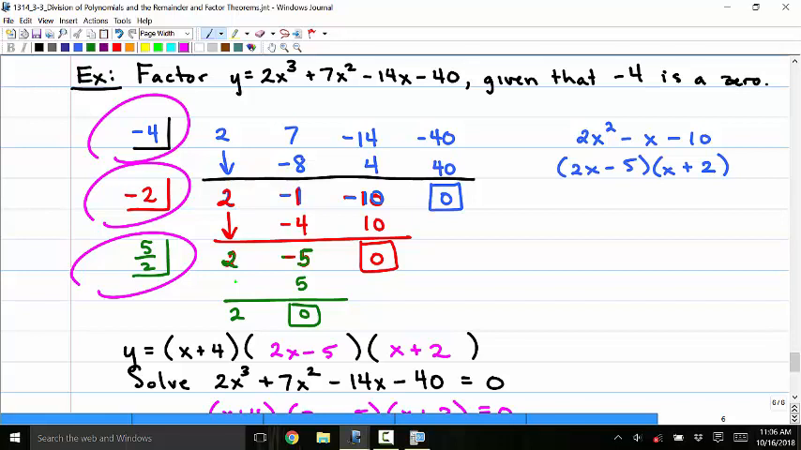Now, a question that was asked yesterday: does it matter which 0 you do first in your half box? It does not matter. If it's a 0, it's a 0, and you're going to reduce it.